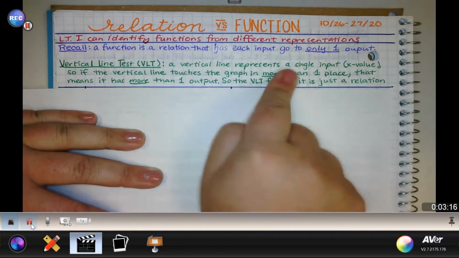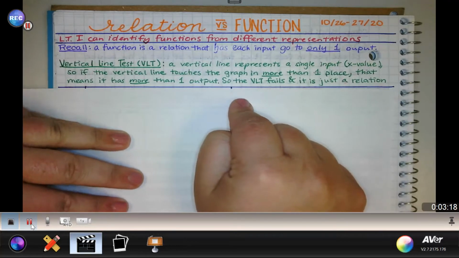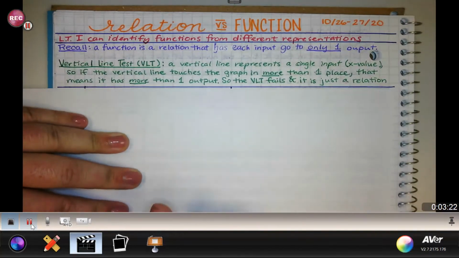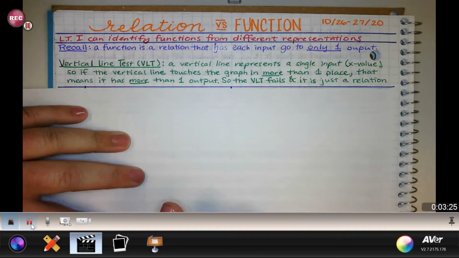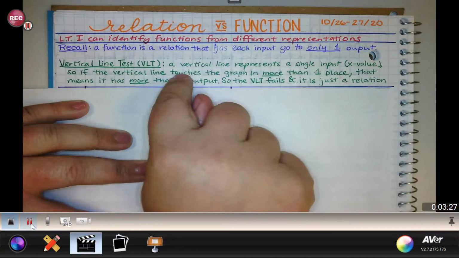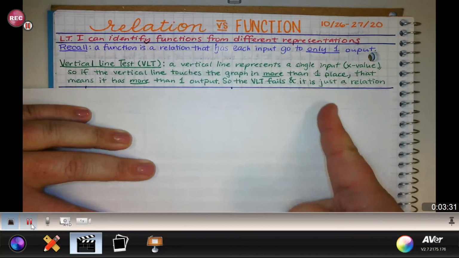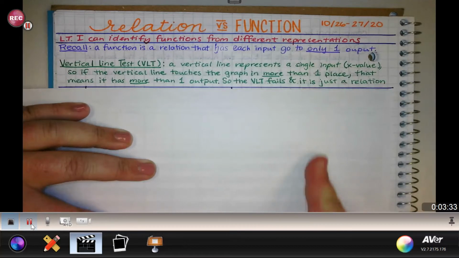Now, I know that this seems a little complicated and wordy, but we're going to go over 2 examples, and it will make more sense when you see it in action. You'll be like, oh, okay, but just remember, a vertical line represents a single input because it crosses the x-axis in one place.